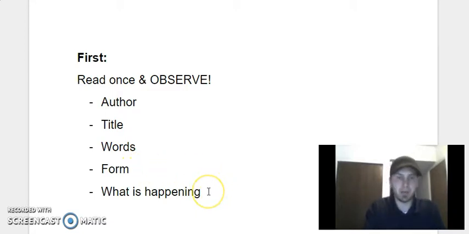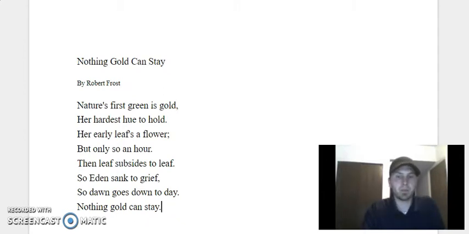What is happening in the poem? Basically, if this poem had a plot, how would you describe that? How would you explain the plot of this poem? What is happening? Okay, so let's go ahead and jump over to our poem and let's make some of those observations.